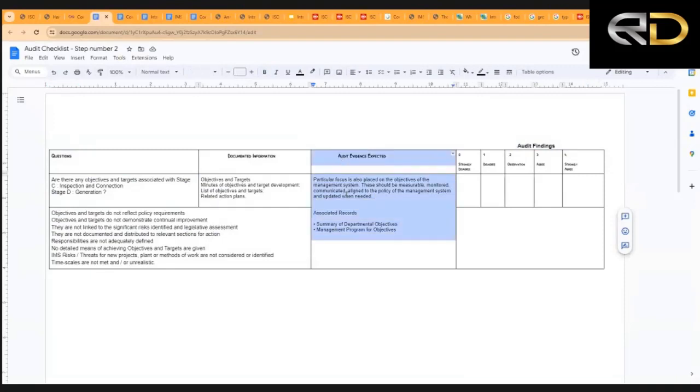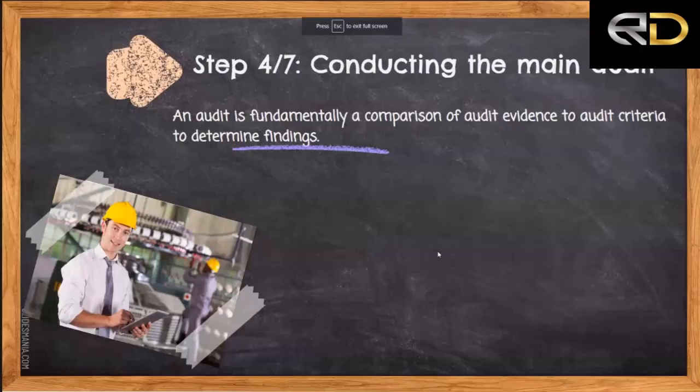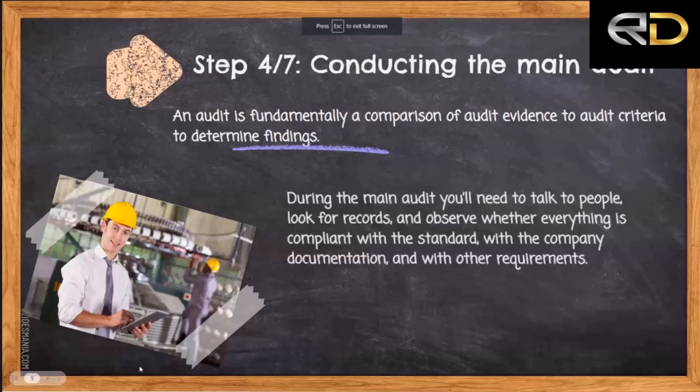The audit criteria, this is what you expect to see, and then these are the audit findings. So that is basically what you're doing here. So when you're conducting your audit now, okay, this is now what you have. During the main audit, you need to talk to people, you need to look for records, observe whether everything is compliant.